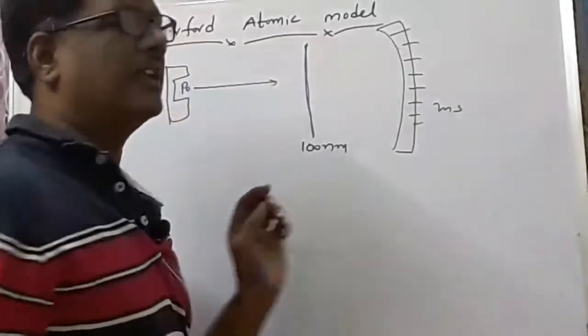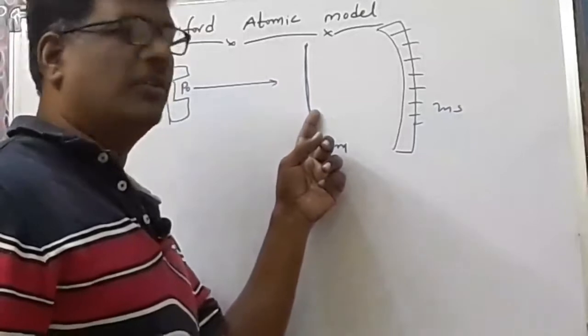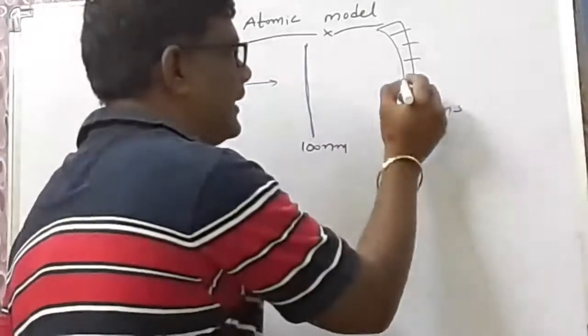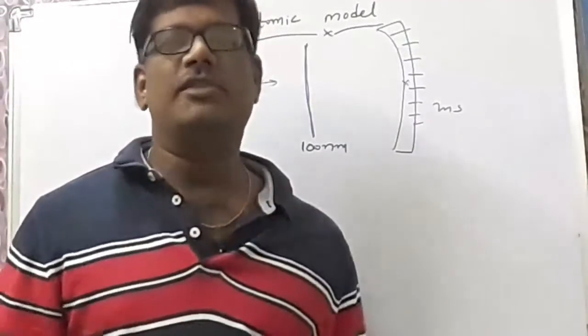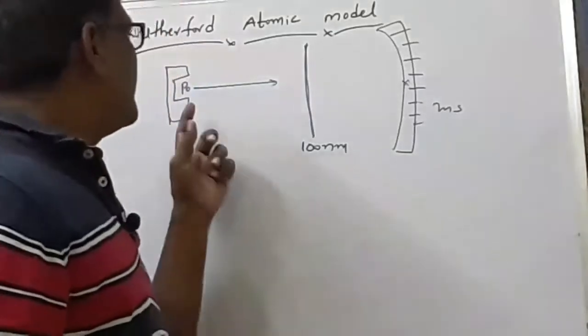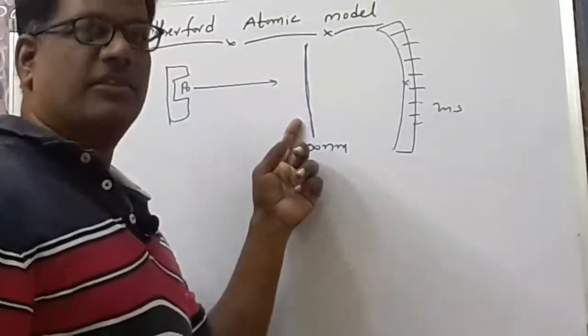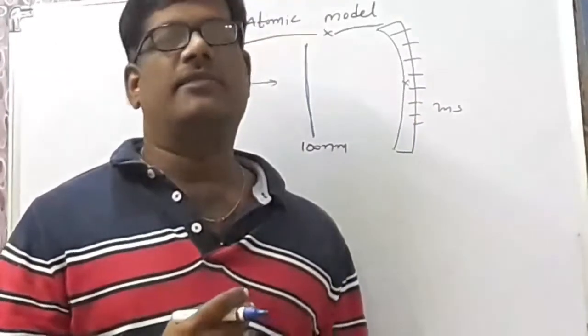What is the use of the zinc sulfide? Any alpha particle which comes from the polonium, if it penetrates the gold foil, touches the screen. Whenever it touches the screen, immediately it gives you one flash. What is the use of this flash? Based on this flash, he identifies how many alpha particles have penetrated the gold foil and touched the screen. So this is the concept of the Rutherford model.